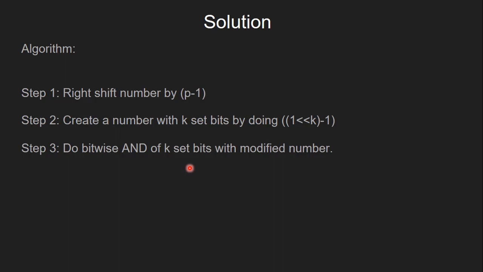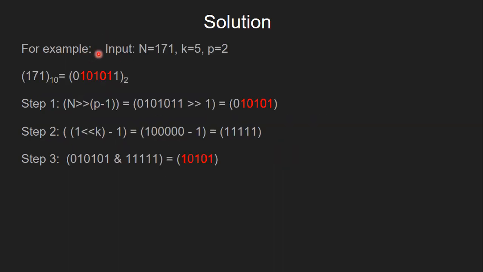Let's understand this using an example. For example, if input n is equal to 171, k is equal to 5 and p is equal to 2, then this is the binary representation of 171. The highlighted bits are those bits that we have to extract from 171. In step 1, we do a right shift operation by p minus 1 to shift the starting position so that the k bits start from position 1. As you can see here, by doing a right shift operation on n by p minus 1 positions, now the bits to be extracted begin from position 1.